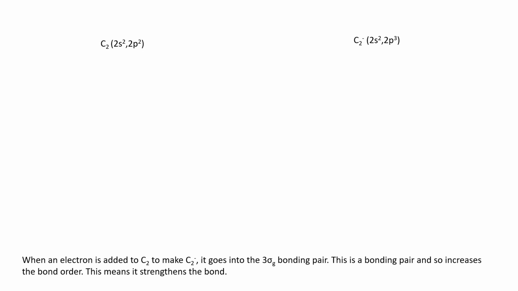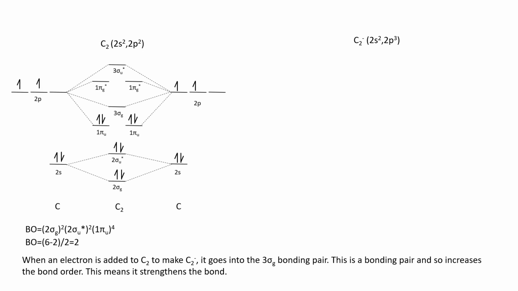For carbon, the same procedure is repeated. The original diatomic molecule is drawn out first, and then another diagram is drawn out to show the changes in the bond order and the molecular orbitals. For C2, the electron configuration is 2s2, 2p2. This means the 2 sigma G bonding orbital, the 2 sigma U antibonding orbital, and both the 1 pi U bonding orbitals are completely filled. The 3 sigma G bonding orbital is completely empty.